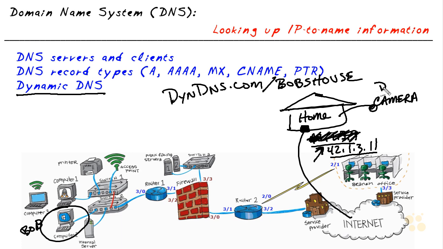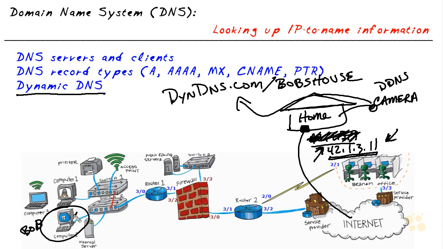And then what he does is he configures his camera to report in. So it's got some dynamic DNS software that's been configured to report into DNS and to report its current IP address. And as it reports the IP address, it's going to be reporting based on the global address that the internet sees that camera as. So there's a little smoke and mirrors that go on there. But the concept is that DNS.com/Bob's house now knows that that should map to 42.1.3.11.